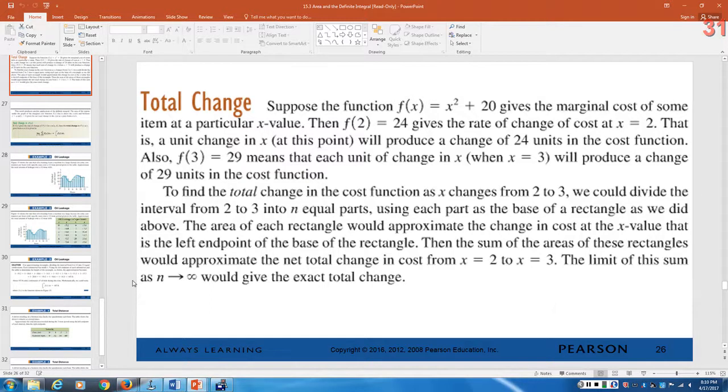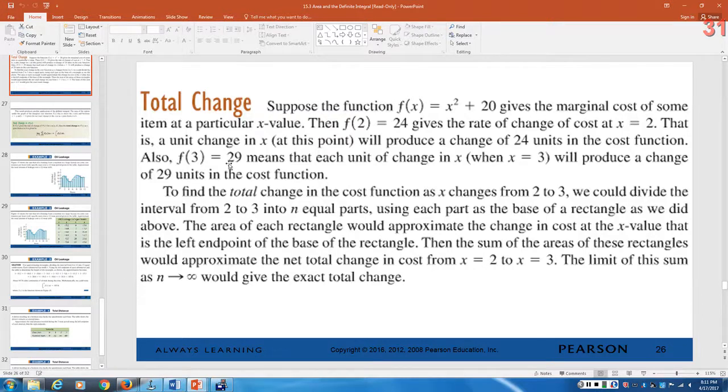The total change. Suppose we have a function x squared plus 20 that gives the marginal cost, the rate of change of cost of some item at a particular value of x. Then f of 2 equals 24 gives the rate of change of cost at x equals 2. That means a unit of change in x at this point will produce 24 units of change in the cost function. Your cost goes up by 24 units: 24 cents, $24, 24 whatevers.